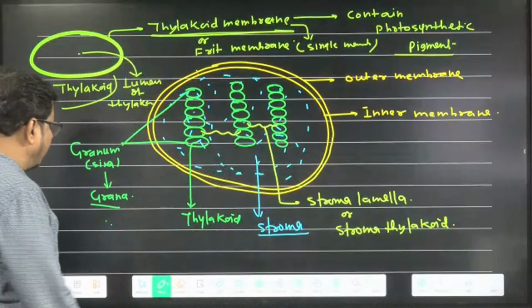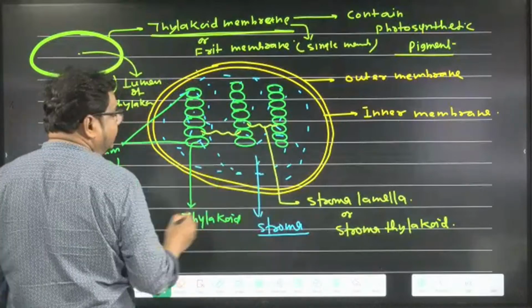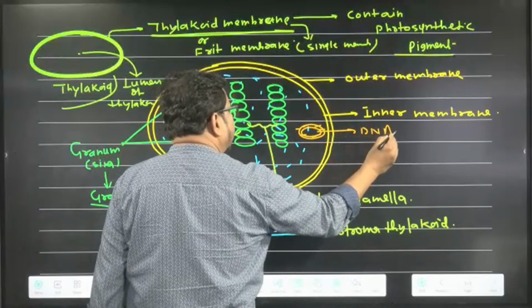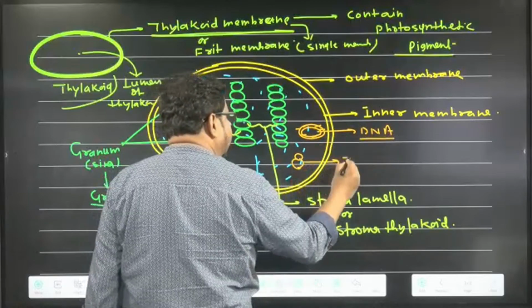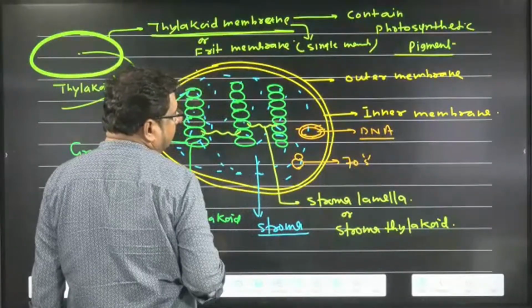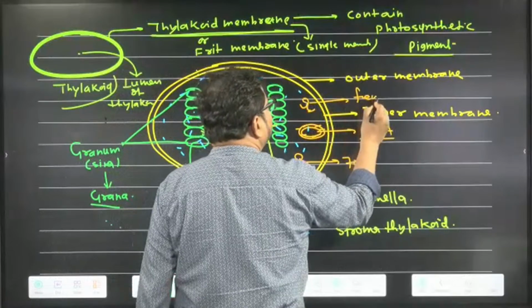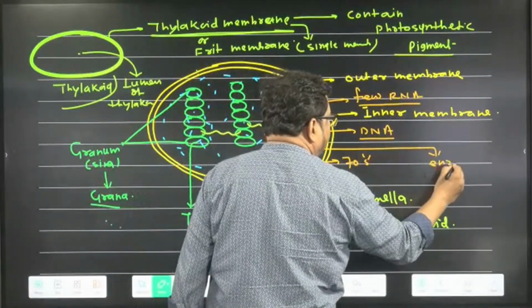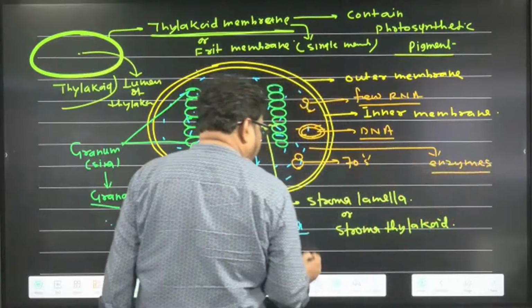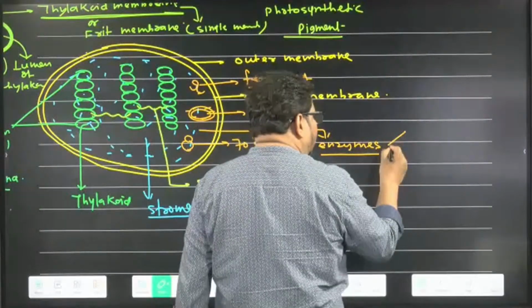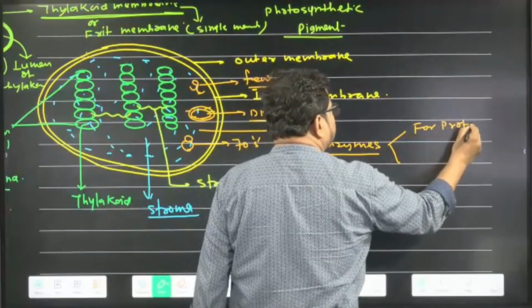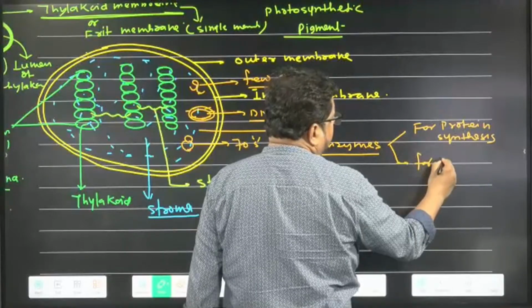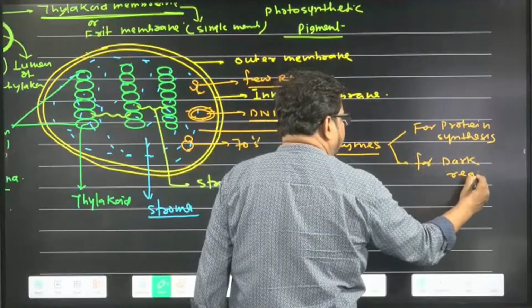Got the idea? So now, inside the stroma, what is present? Inside the stroma, double-stranded circular DNA is present. This DNA is like prokaryotic DNA. Ribosome is there, 70S. It is also like prokaryotic ribosome. Getting the thing? Few RNA is there. Everywhere where protein synthesis occurs, these things will be present, and it contains enzymes. It contains enzymes for how many works? Two works. First, for protein synthesis, because some protein synthesis occurs here, and another, it contains enzymes for the dark reaction of photosynthesis.